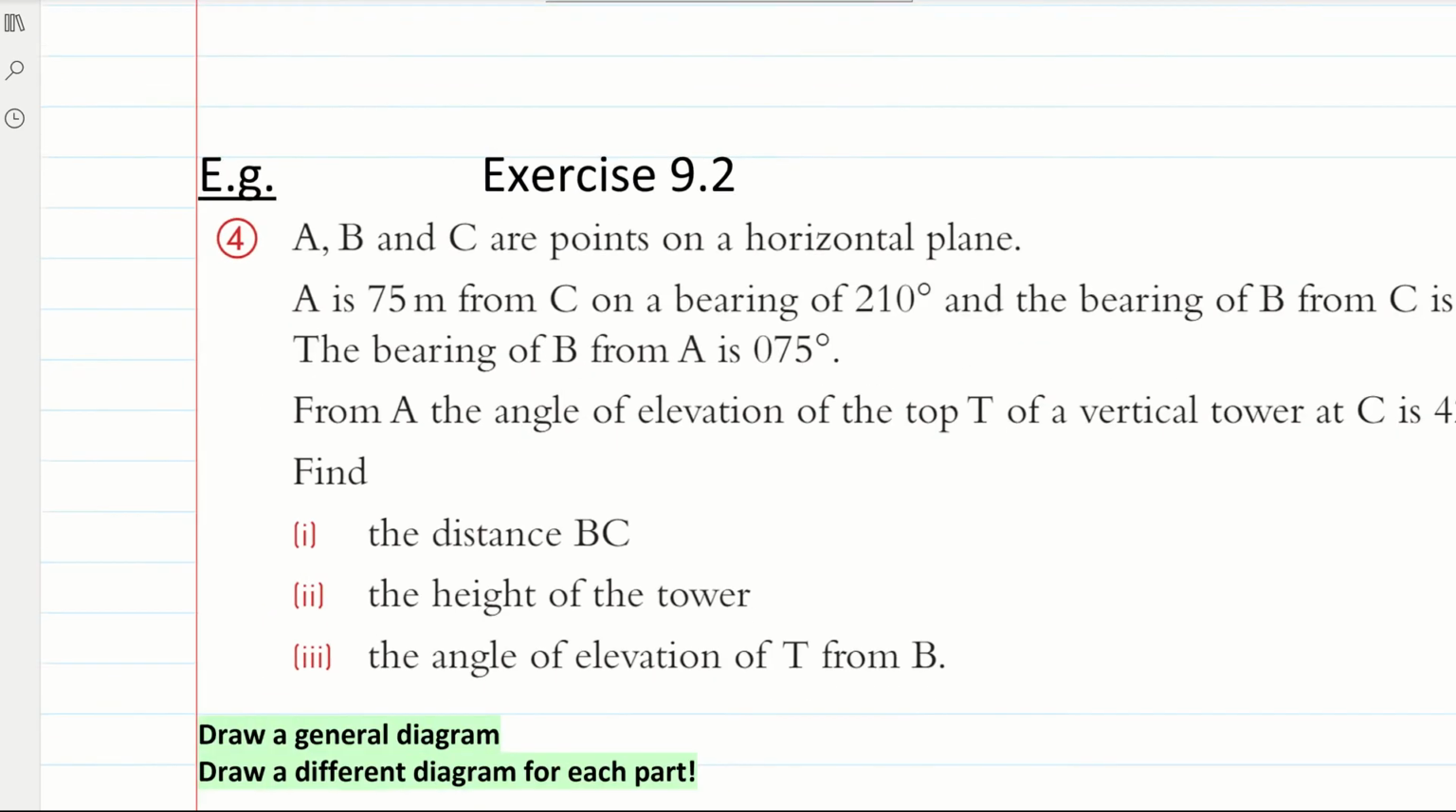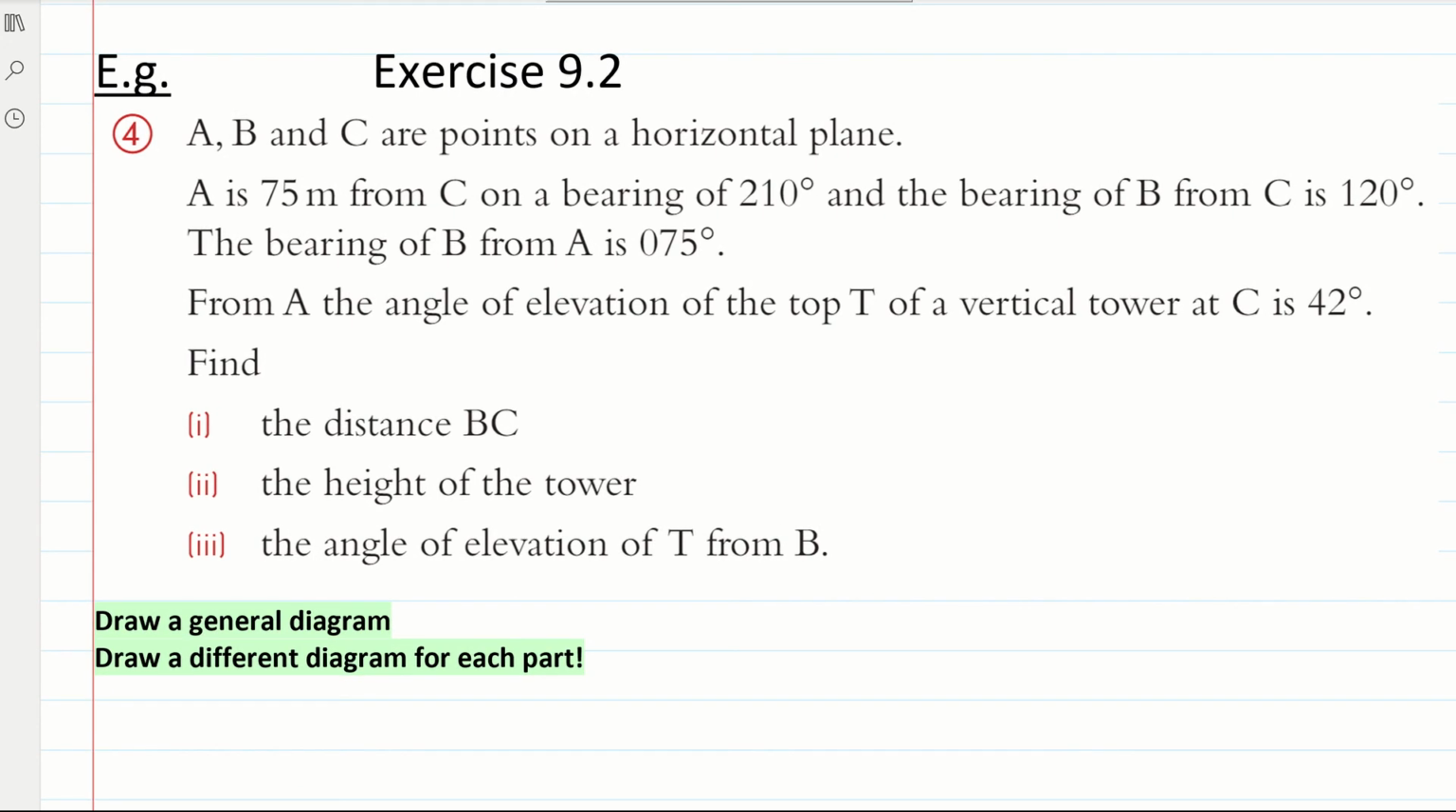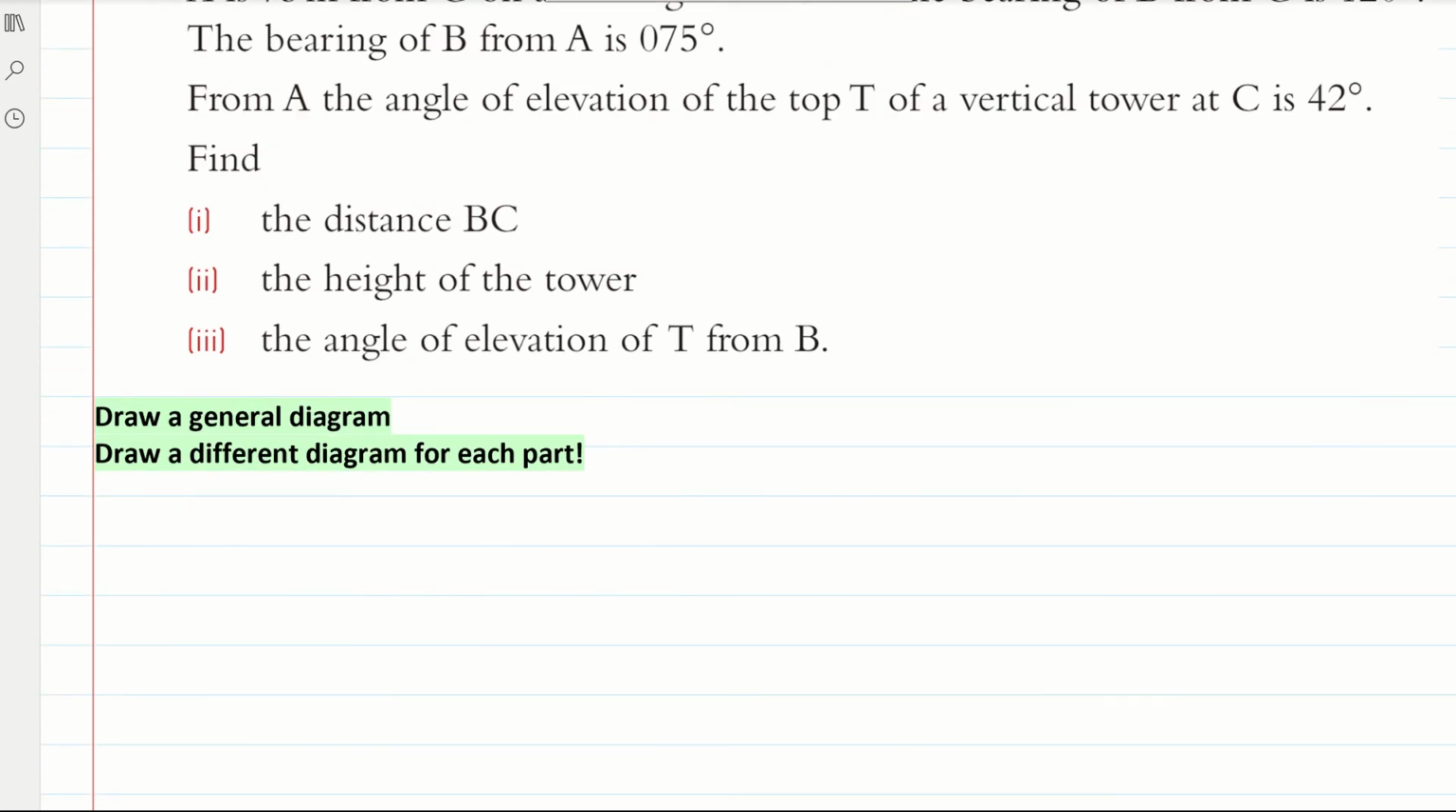Okay, so I'm moving on to a couple of questions from exercise 9.2, and it gets a little bit harder. So A, B, and C are points on a horizontal plane. If I have A, B, and C, that means there is a general triangle that I can draw. And I would advise you to draw A, B, and C, and then fit the measurements in, rather than the bearings questions, where I would ask you to be a bit more exact. From C, how do I get to B? Am I going this way or that way?